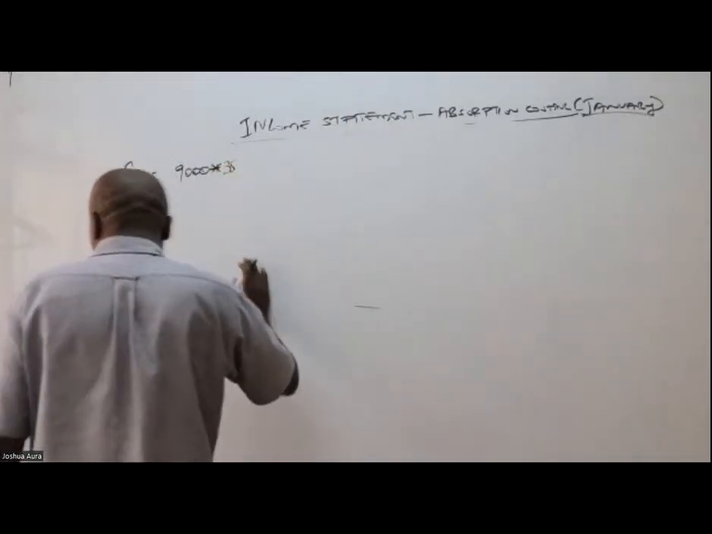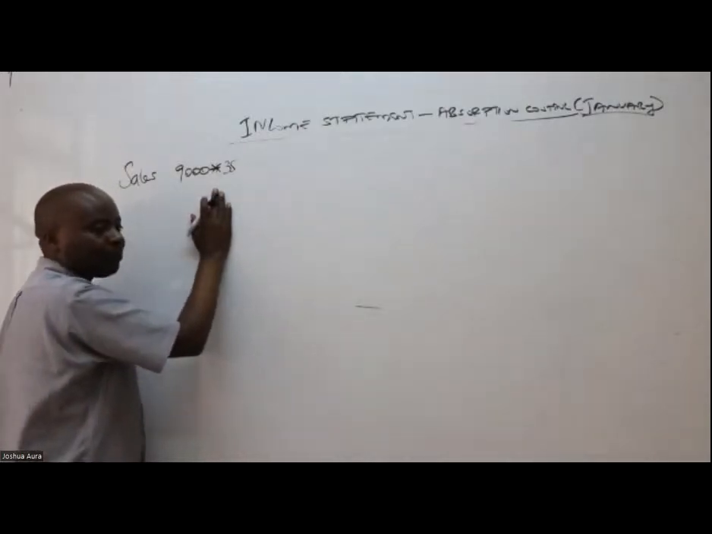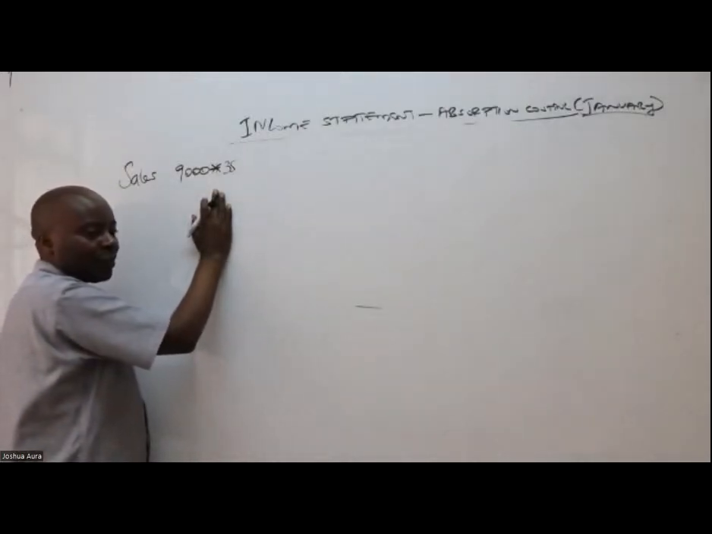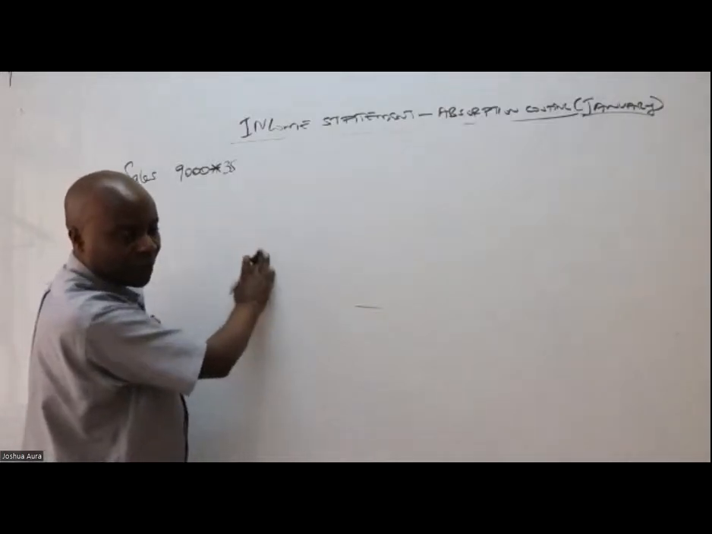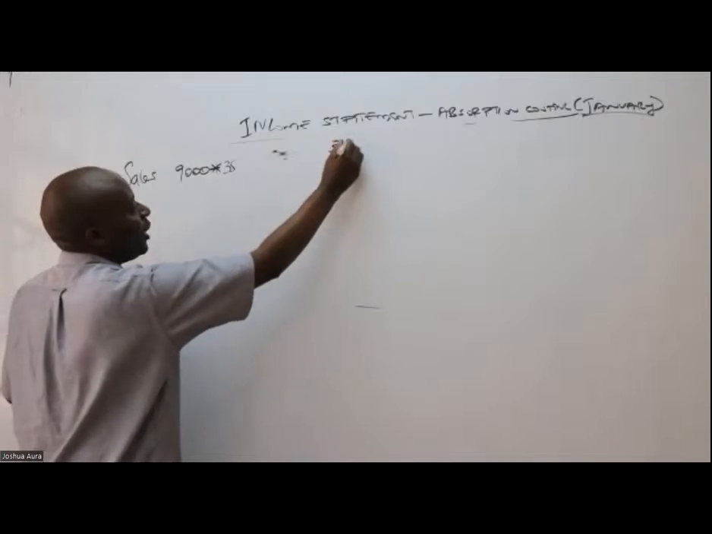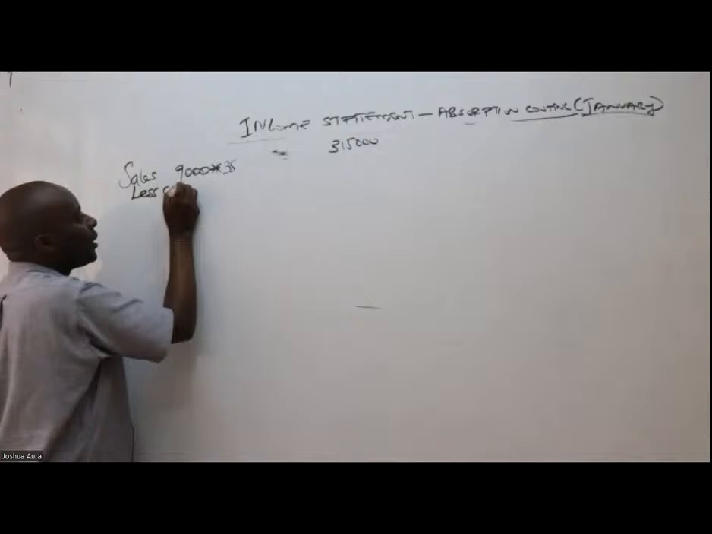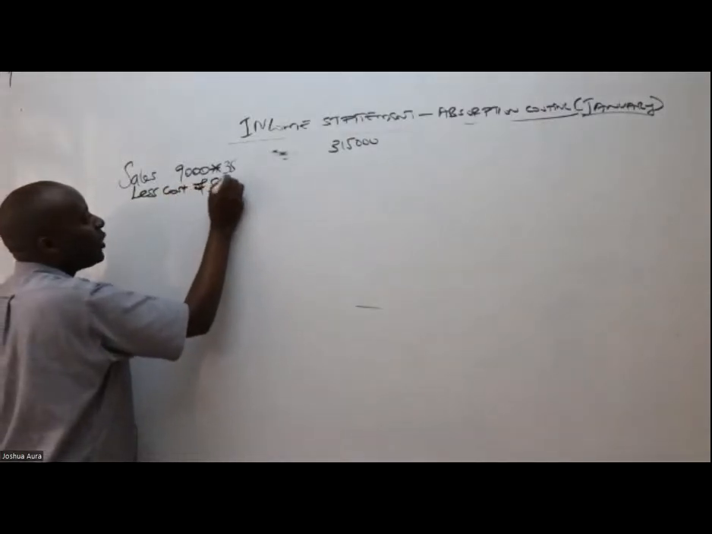Are you able to give me this figure, ladies and gentlemen? 9,000 times 35 gives us 315,000. From there will come the less cost of sales.